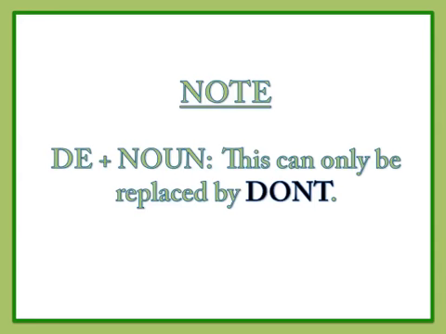Now here's a note, and I'm going to give you an example to show you what I mean. When you have de plus a noun, you can't use the different forms of duquel, desquels. You can only replace that with dont. You remember that relative pronoun dont?